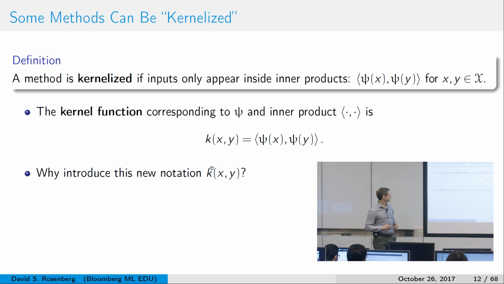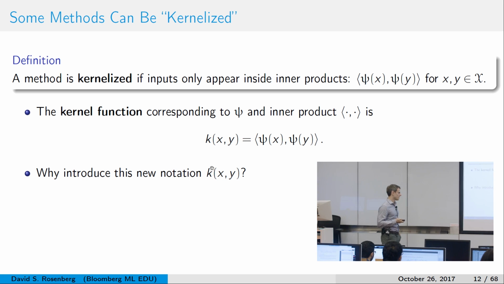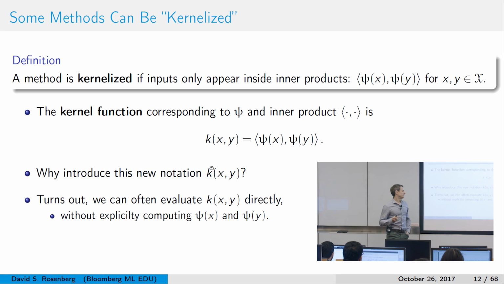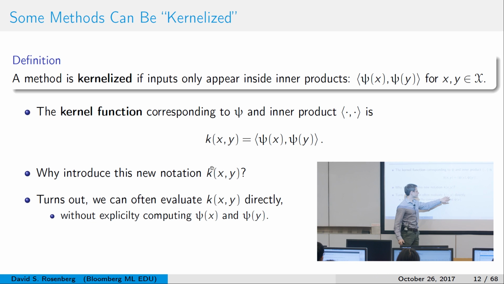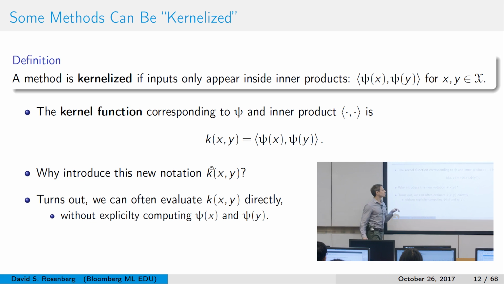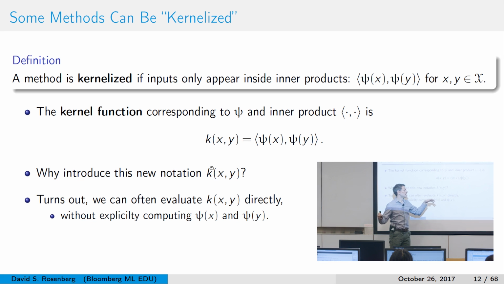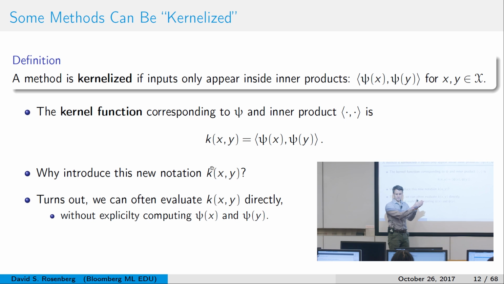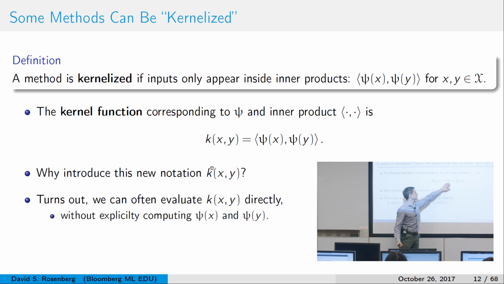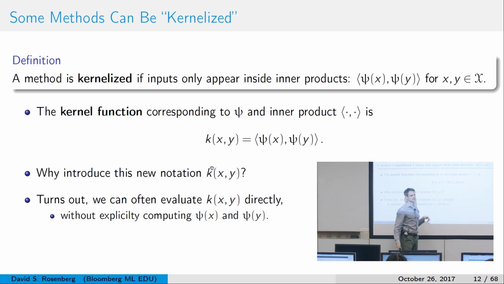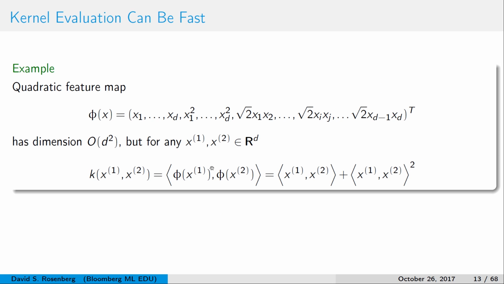Why are we doing this? Why did we bother to introduce k of x, y? The answer is that you can often evaluate this kernel mapping k of x, y more directly than explicitly computing psi of x and psi of y and then computing their inner product. This notation is suggestive that we don't have to go through psi of x and psi of y to compute that inner product. There might be a way to do it more directly. So let's give a quick example.